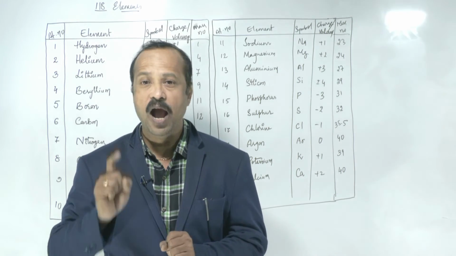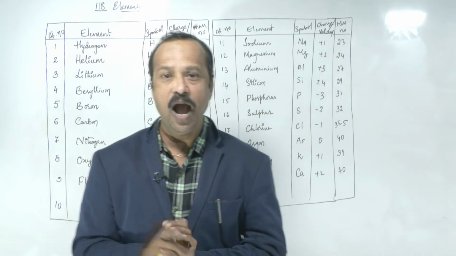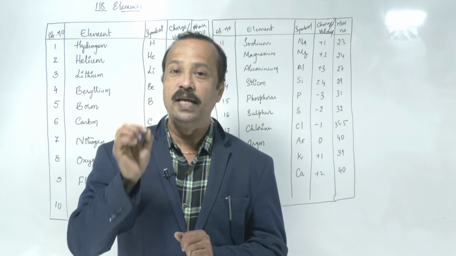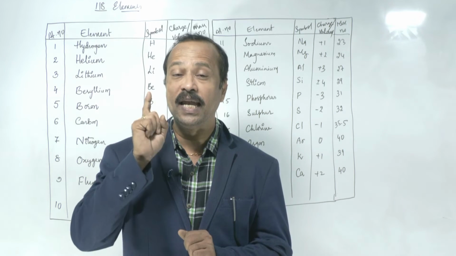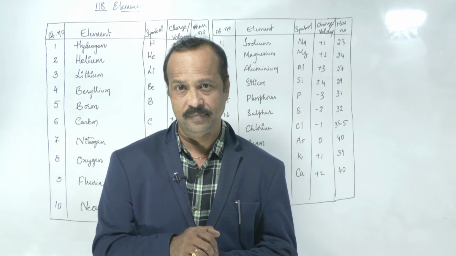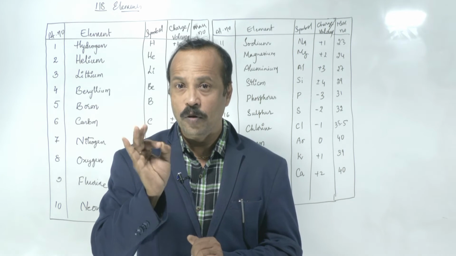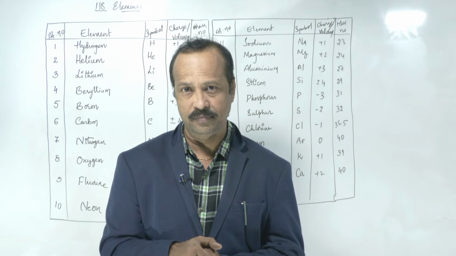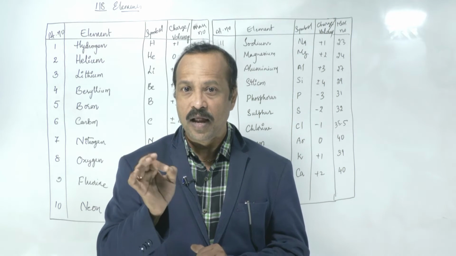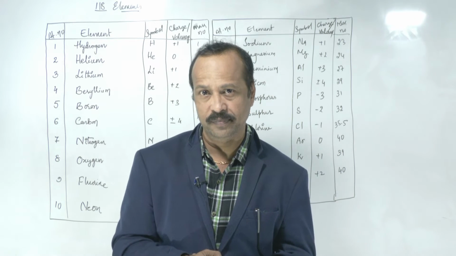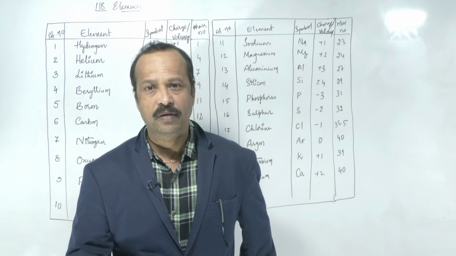So first element, hydrogen. Repeat there, where you are sitting, there only you can repeat. Hydrogen. Helium. Lithium. Beryllium. Boron. Carbon. Nitrogen. Oxygen.